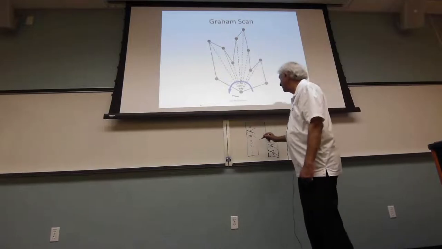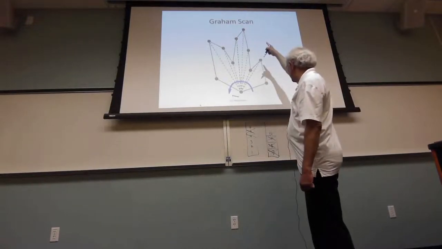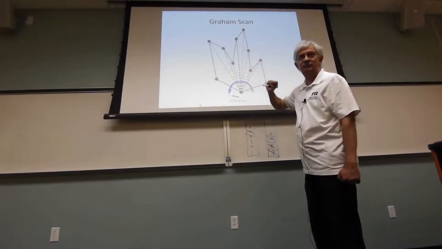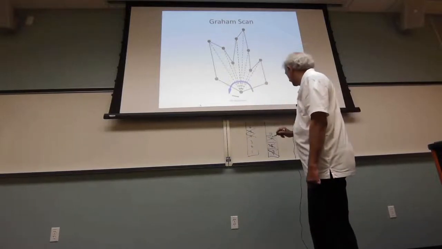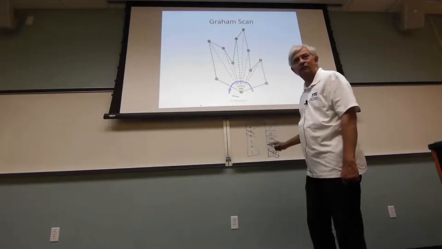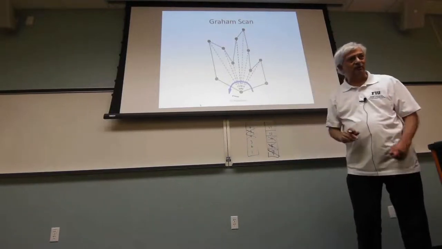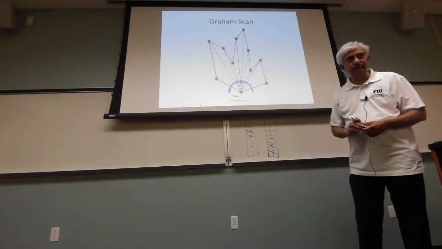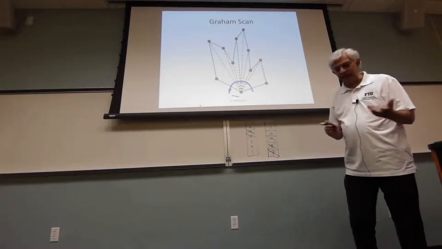So we've got 3, 6, 10, it seems, so far. Good? And then we will add 11. And we'll see that all of these will stay on the convex hull. Okay? So very simple strategy.